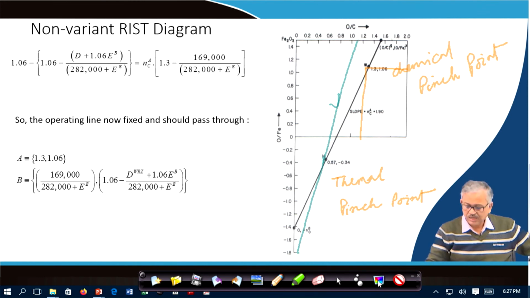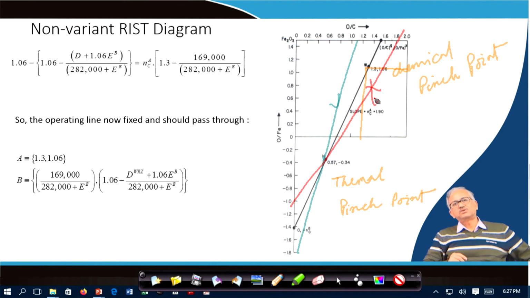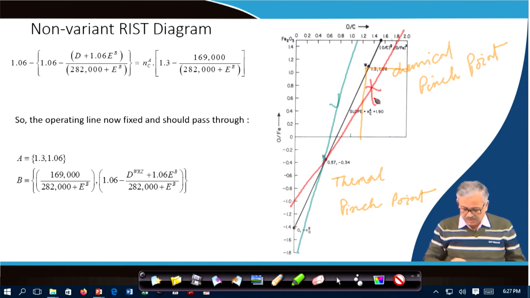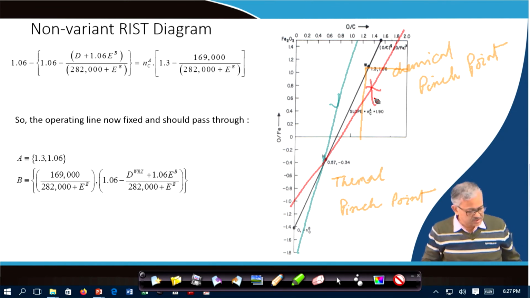And what I am telling is that a line like this is not possible. A line like this is not possible. So that is what I want to say. I have just repeated it twice.